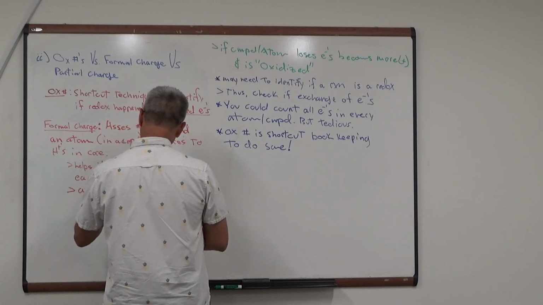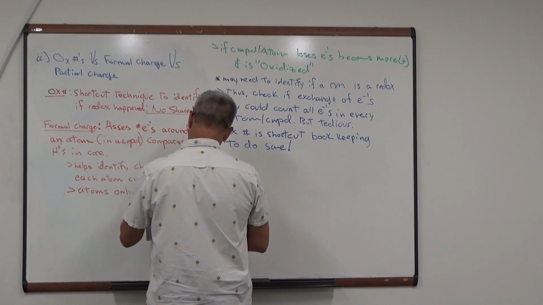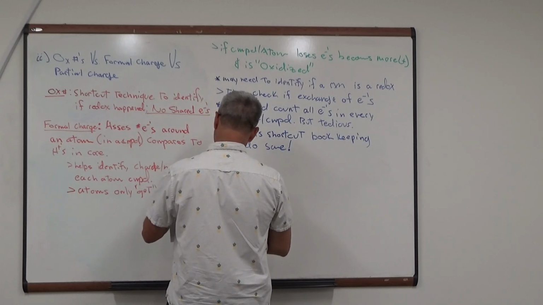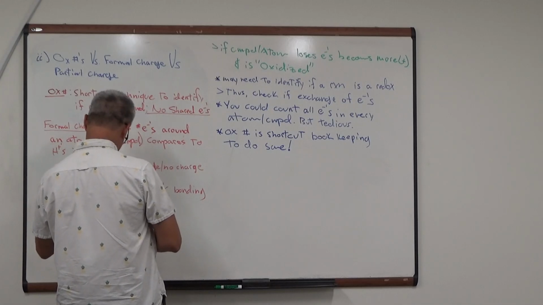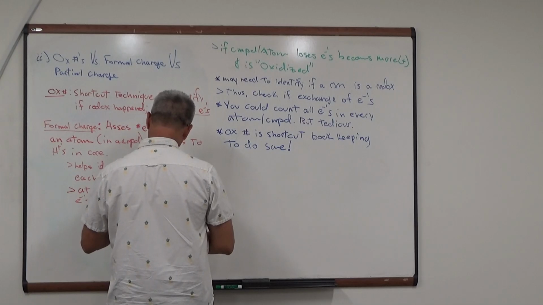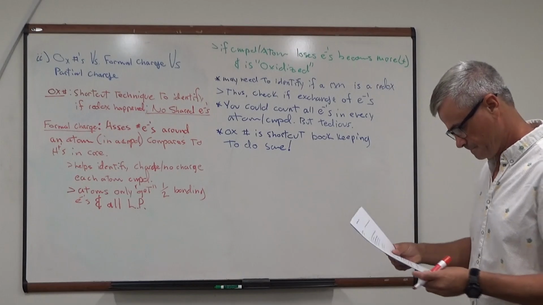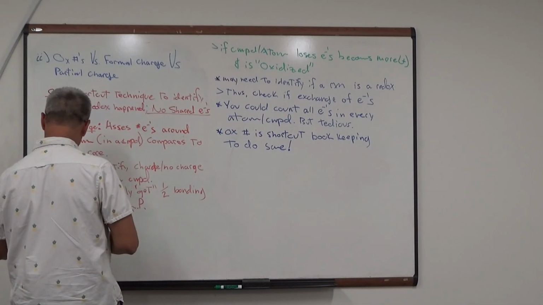Atoms only get 1/2 of the bonding electrons, and all lone pair electrons, LP. Okay, just a reminder about that. All right. And then partial charges.